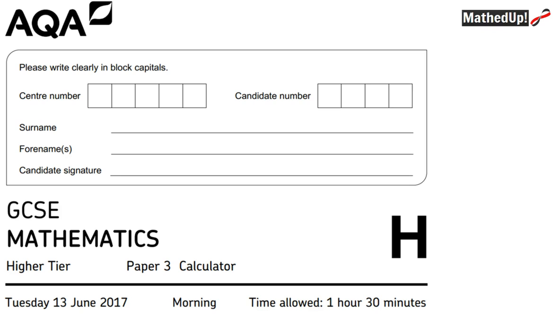Hi, this is the AQA Summer 2017 GCSE Mathematics Higher Paper 3 exam paper.